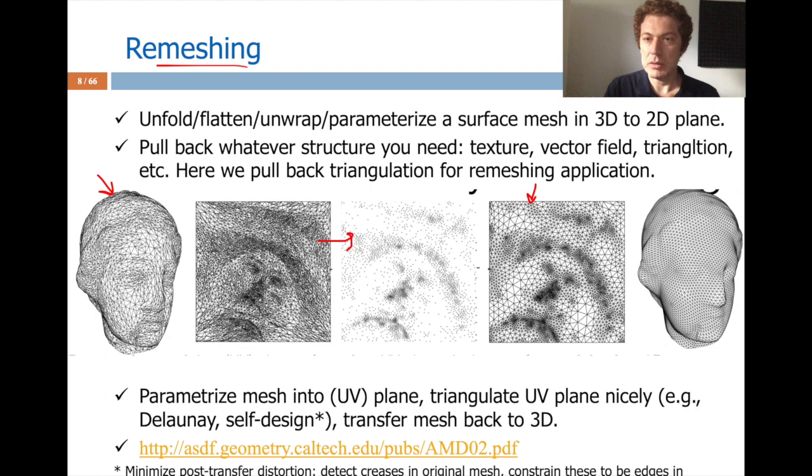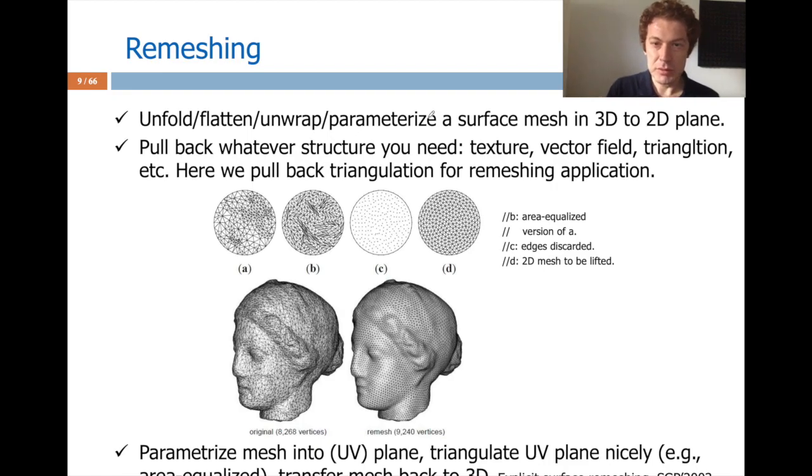So I do it here, and then I lift the points back to 3D, because remember these points. This is maybe vertex 72. This is vertex 72, this is vertex 72, and this is still vertex 72. So I know the 3D coordinate of this vertex 72, and I can lift it up there. When doing that lifting, I will use this connectivity, right? This gives me a better remeshing. We are pulling back triangulation information for the remeshing.